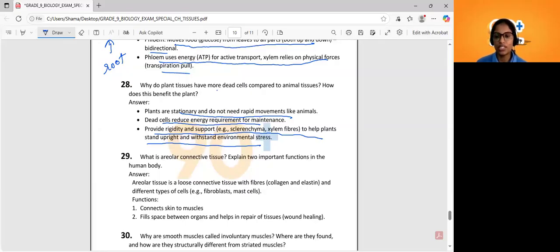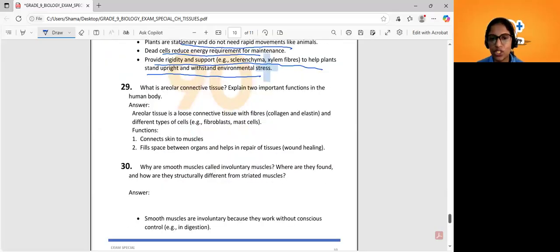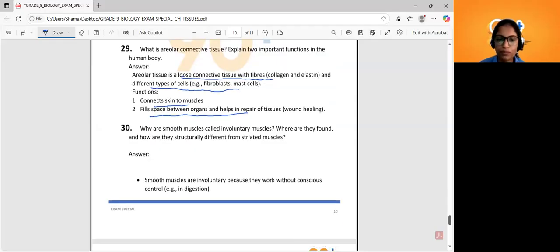Now the 29th question is, what is areolar connective tissue? Explain two important functions in the human body. Areolar tissue is a loose connective tissue with fibers like collagen and elastin and different types of cells like fibroblasts and mast cells. Its functions are connecting skin to muscles, filling spaces between organs, and helping in the repair of tissue, that is wound healing. So these are the functions of areolar connective tissue.